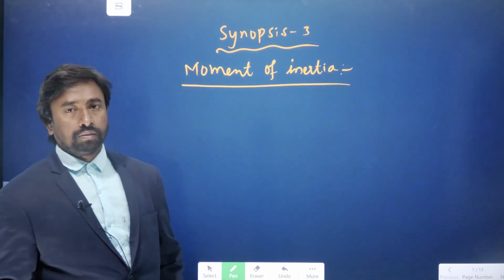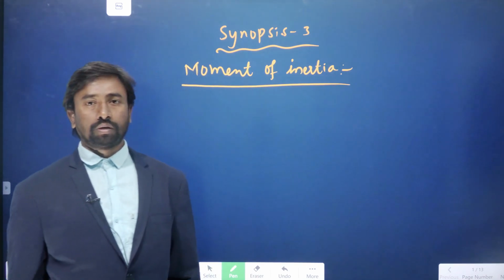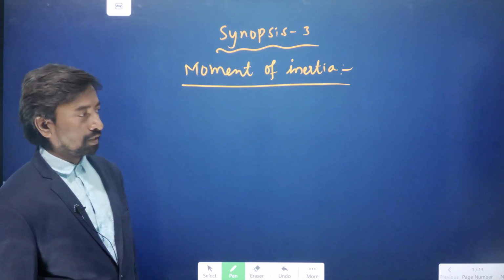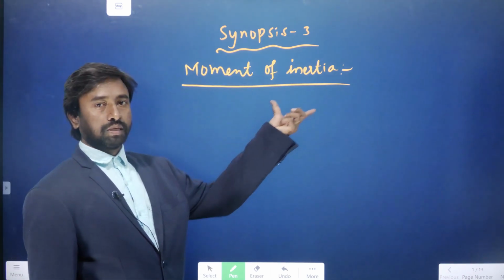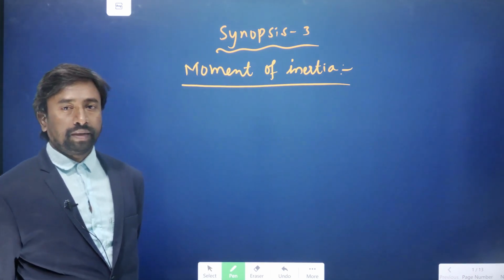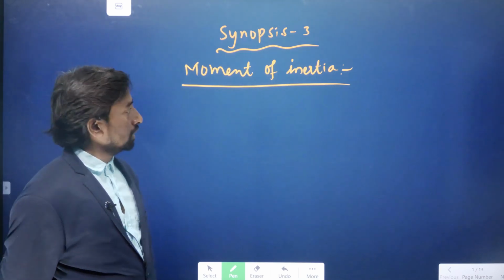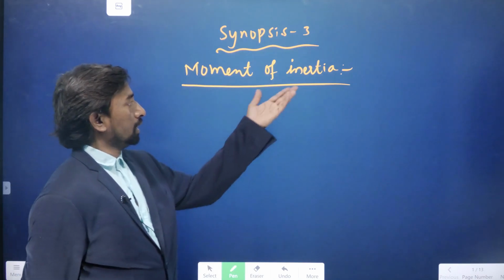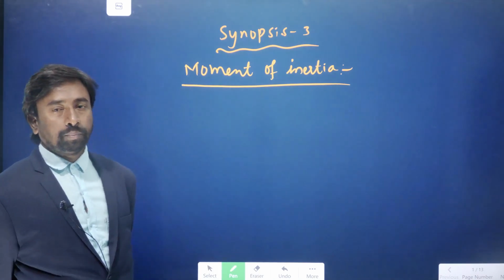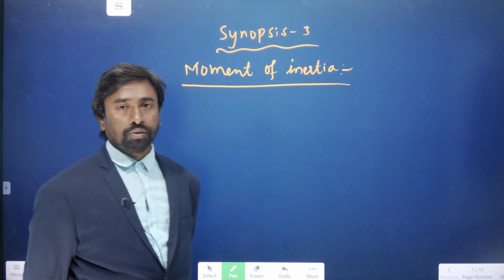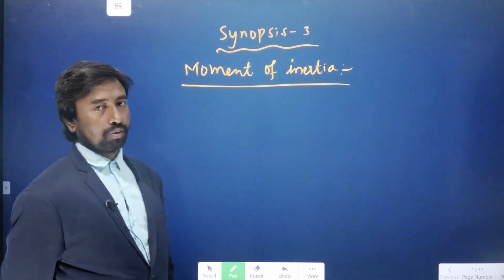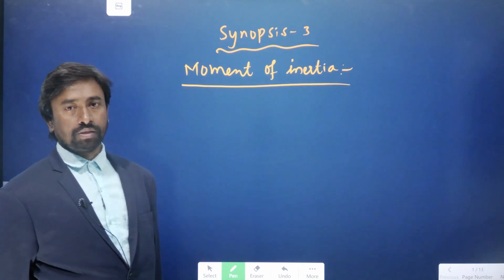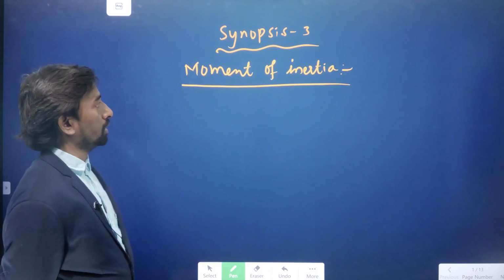In the last concept, torque, we saw the moment of force. Moment of force is nothing but the product of force and the perpendicular distance from the axis of rotation. Now, moment of inertia. Whenever it is related to inertia, mass immediately comes into the picture. The product of mass and the square of the perpendicular distance from the axis of rotation is said to be the moment of inertia.